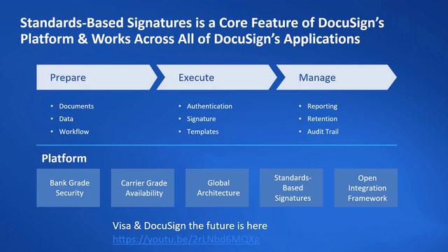DocuSign is a bank-grade security organization, so we comply with the highest levels of security worldwide. We comply with carrier-grade availability. This basically means that we comply with 99.99% availability. And actually, historically, we're 99.997%, which means only 3 minutes down a year.